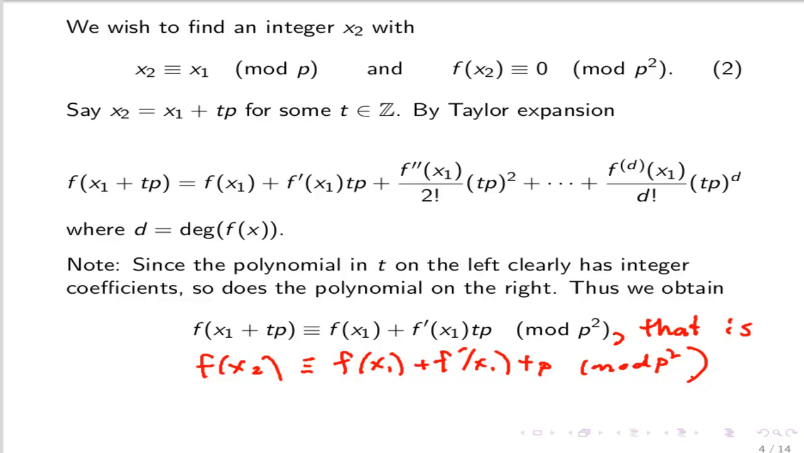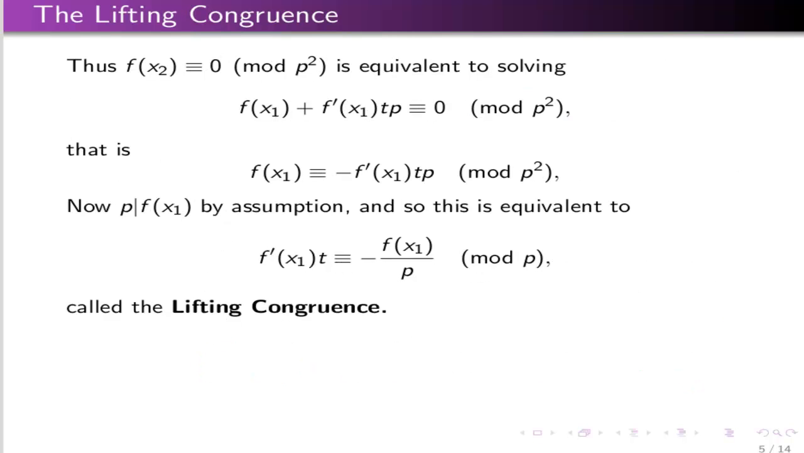And we're trying to solve this congruence f of x2 congruent to 0 mod p squared. And so we have the following. f of x2 congruent to 0 is equivalent to solving this congruence right here. That is, f of x1 is congruent to negative f prime times tp mod p squared. Now note, p is a divisor of everything in this equation. By assumption, p is a divisor of f of x1. And so this congruence is equivalent, dividing everything by p, to saying that f prime of x1 times t is congruent to minus f of x1 over p.